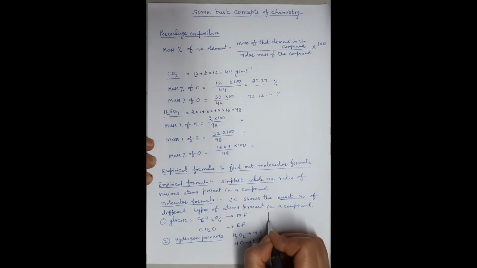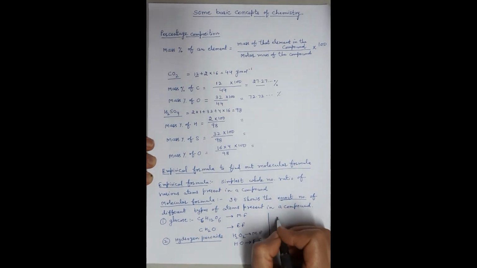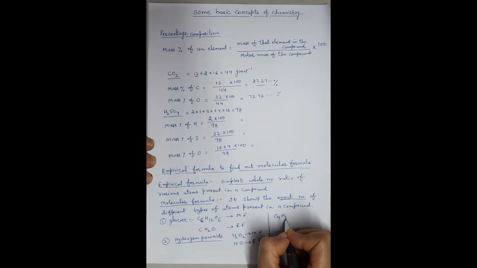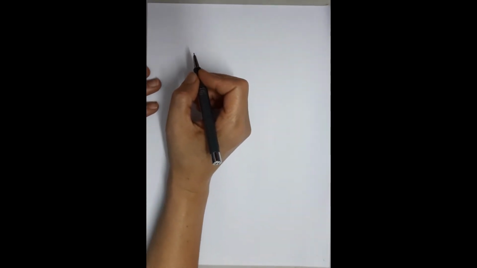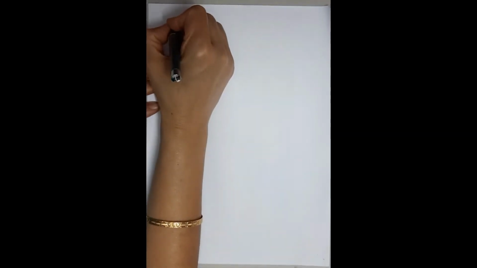Similarly, you can write down many formulas. Even if I write down C4H10, all of you know this is butane, and this is its molecular formula. If you see the simplest whole number ratio, divided by 2, it comes out to be C2H5, and this is its empirical formula.